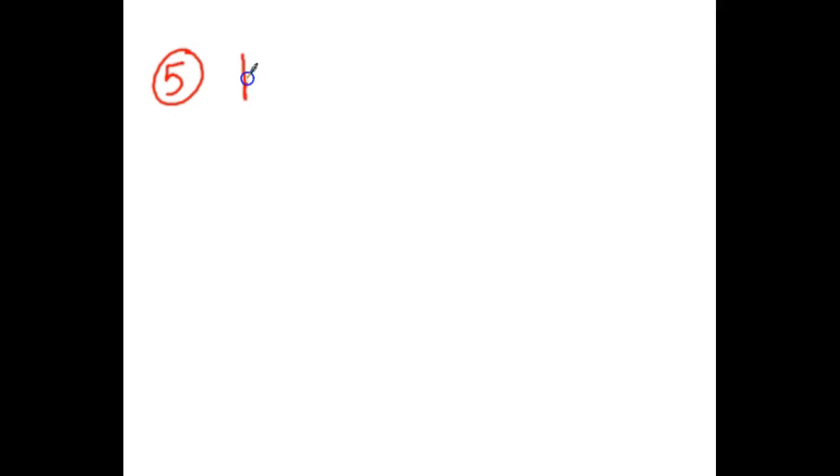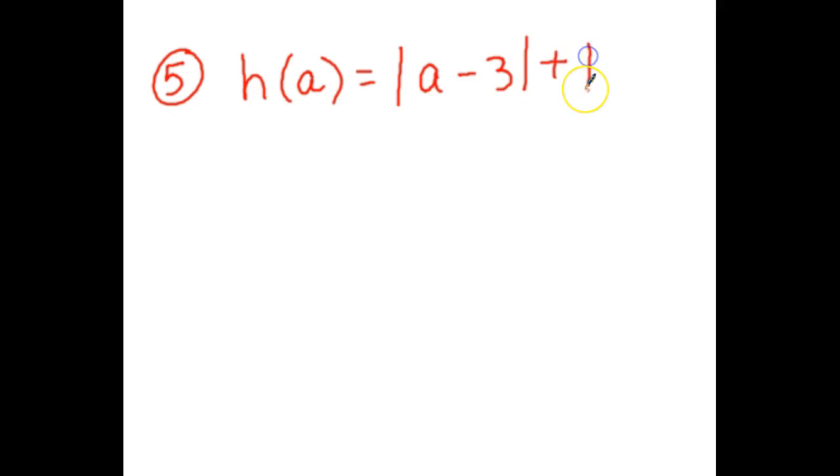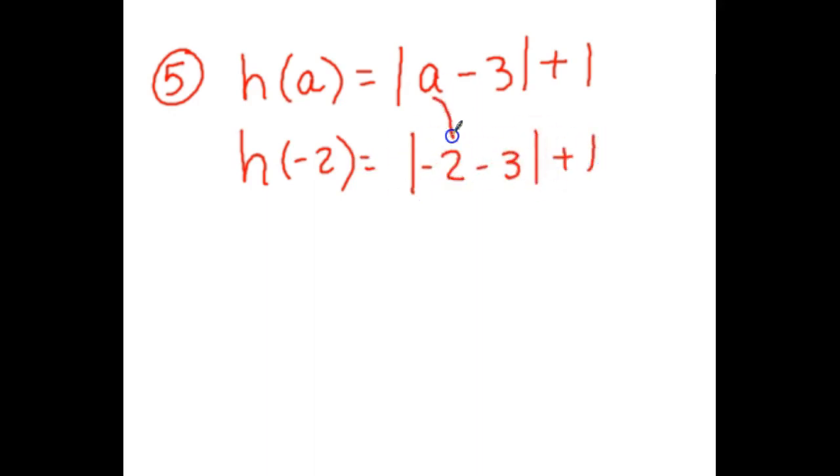On your homework paper, we have a function named h, and the variable is a instead of x. And it asks me to find h of negative 2. h is the name of the function, and the variable is a. And this means in place of the a, substitute in a negative 2 in place of the a.